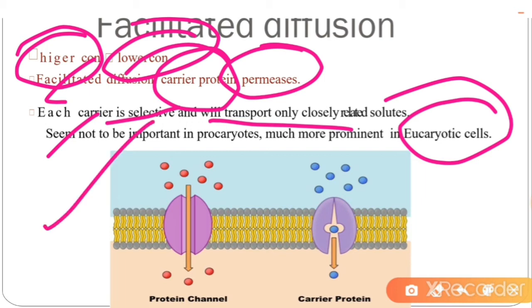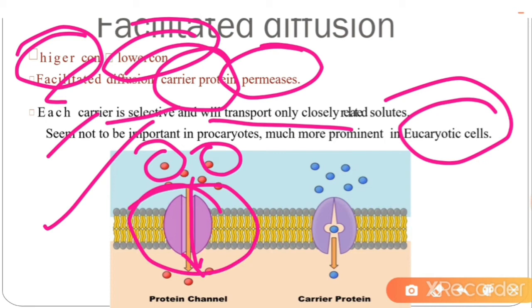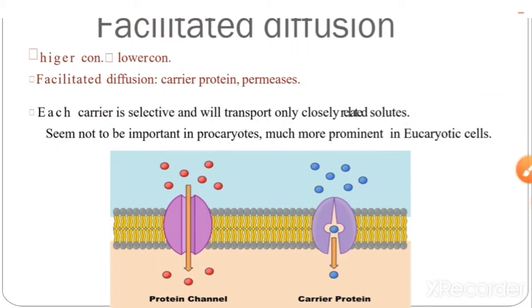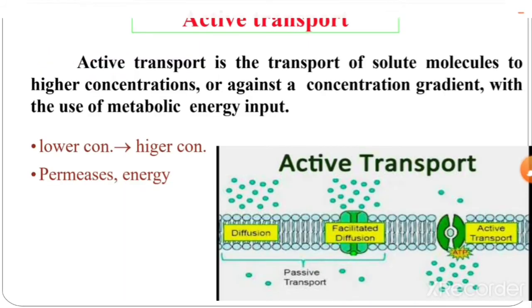In this figure we can easily observe that these molecules are coming inside through one channel. This channel is known as permeases, and they are giving the permission for the transportation. Now see this second figure. These molecules are coming in contact with that facilitated protein, and this protein gives the facility for the transportation, so it is known as a carrier protein. This carrier protein carries the molecule from outside to the inside.